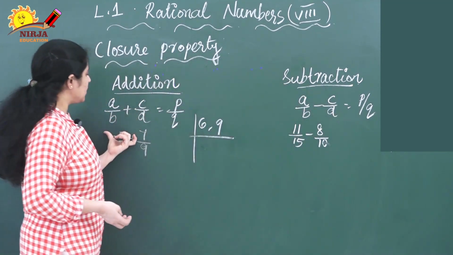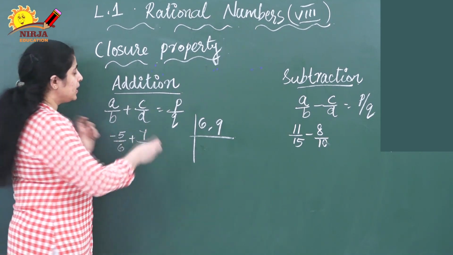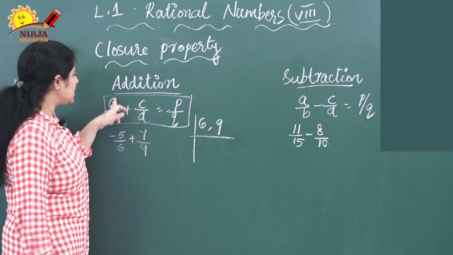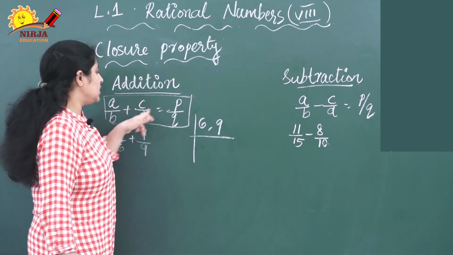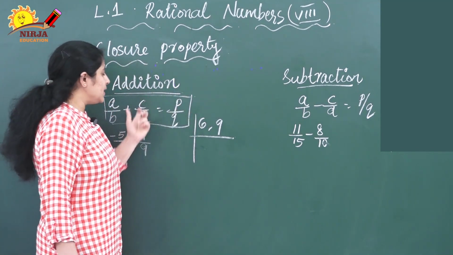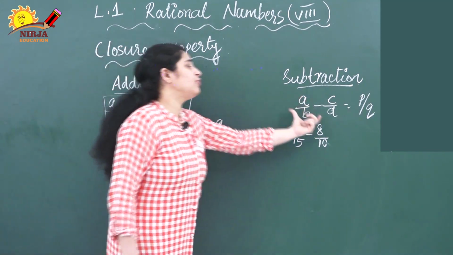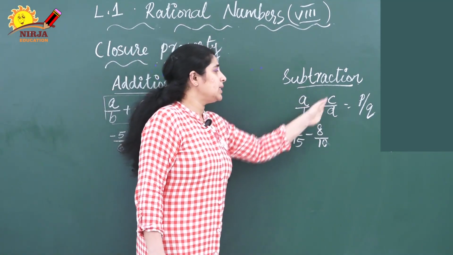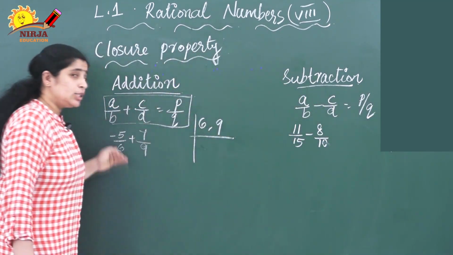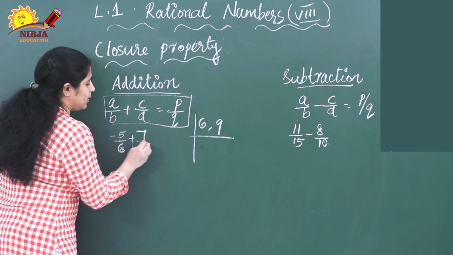I have written one example here, minus 5 by 6 plus 7 by 9. This is the general formula for this closure property of addition, that is A by B plus C by D is equal to P by Q. Here A by B is a rational number, C by D is another, and P by Q is another rational number. Same way for subtraction also, A by B minus C by D is equal to P by Q. We will discuss it with an example. Here minus 5 by 6 plus 7 by 9.